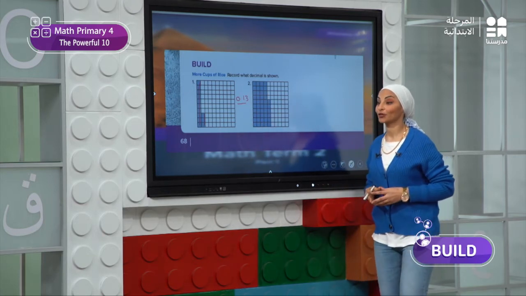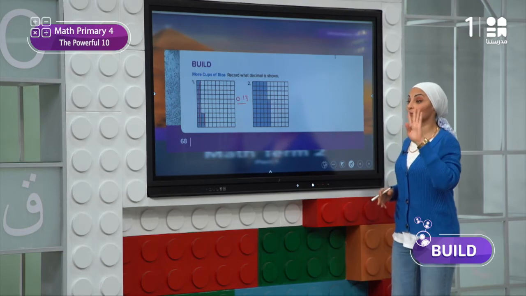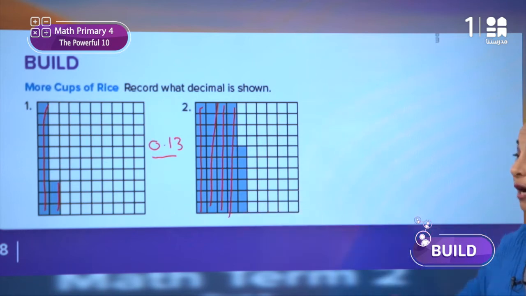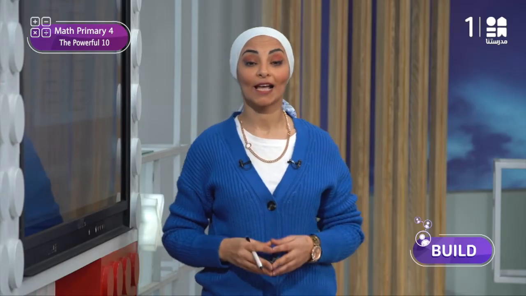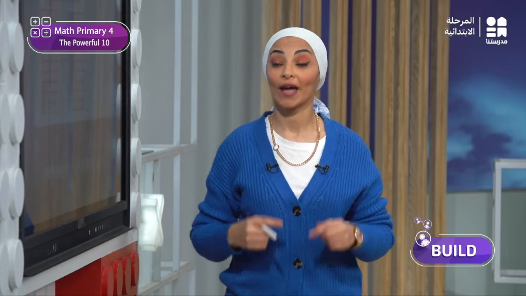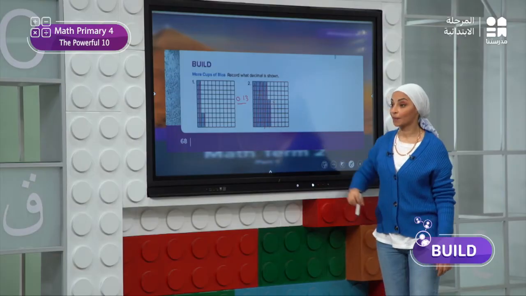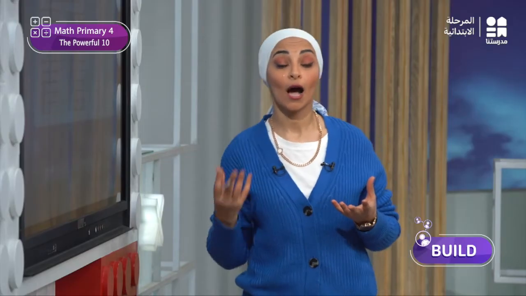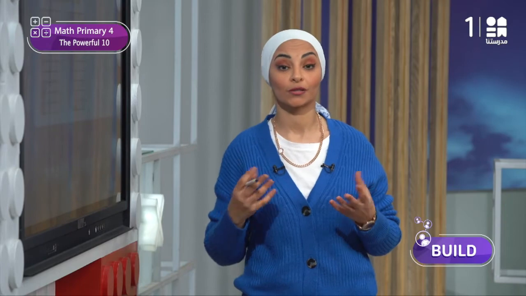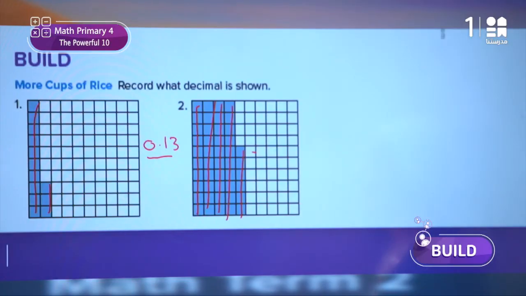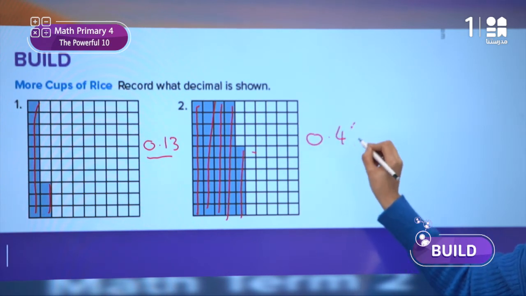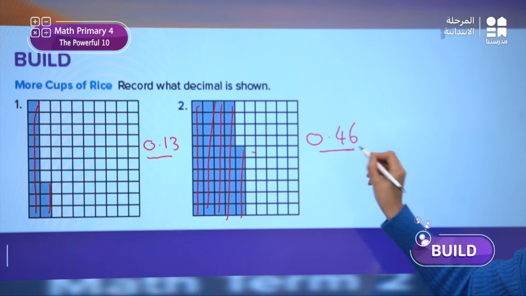Let's see the second grid. Here we have 4 columns shaded. Look, 1, 2, 3, and 4, right? What does 4 columns shaded mean? It means I have 40 squares. We add 6 squares like you see here. So the total shaded parts are 46 out of 100, meaning 46 hundredths. How can I write it as a decimal fraction? Yes, 46 hundredths, so 0.46. I can read it as 46 hundredths.